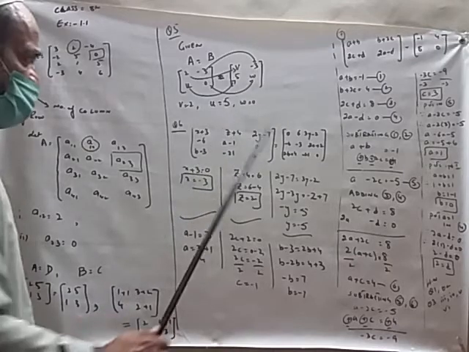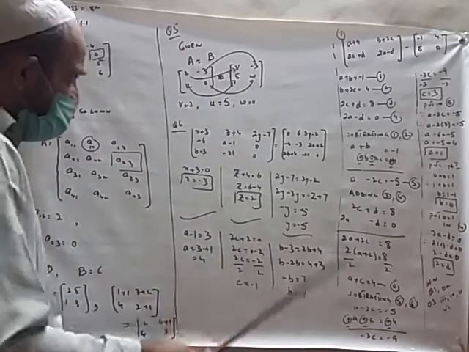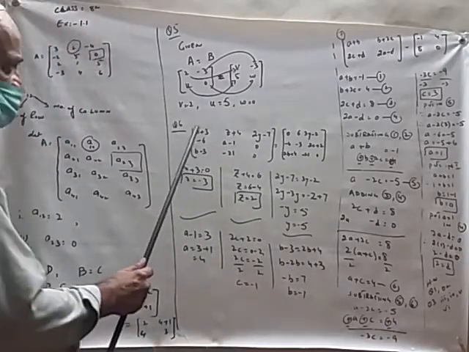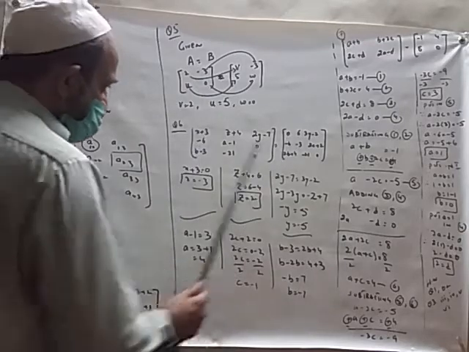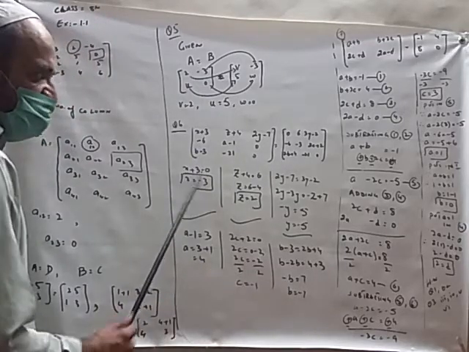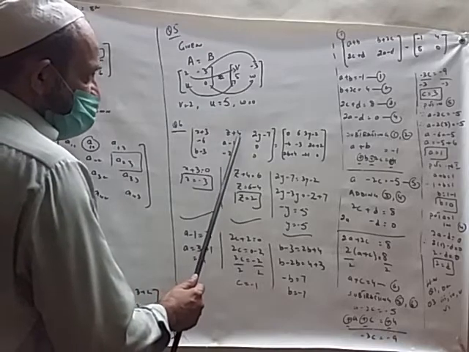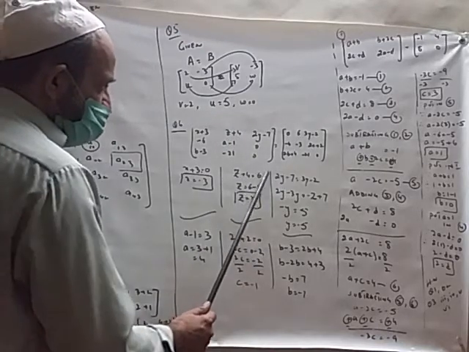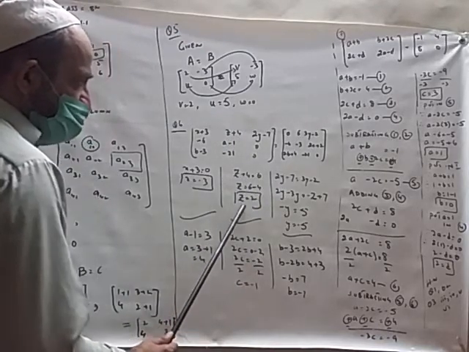Now in question number 6, both matrices are equal. To find the unknowns x, z, y, a and b. First, x plus 3 equal to 0, we get x equal to minus 3. Same, z plus 4 equal to 6. 4 goes to the right hand side, z equal to 2.